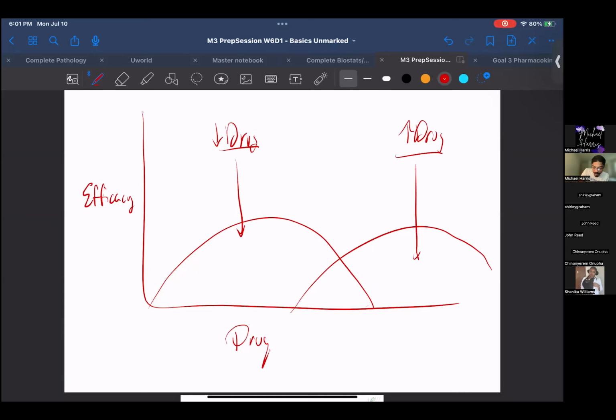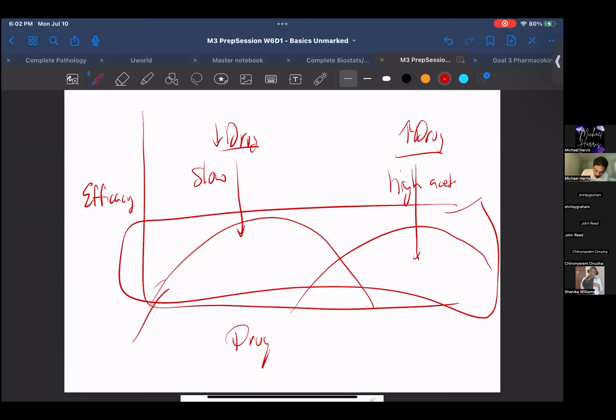This one has a slow acetylator. This one has a fast acetylator. But they both come from the same population. That's how they ask questions also. Okay? Good.